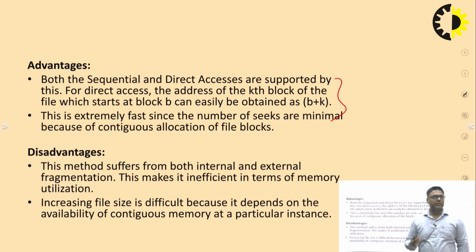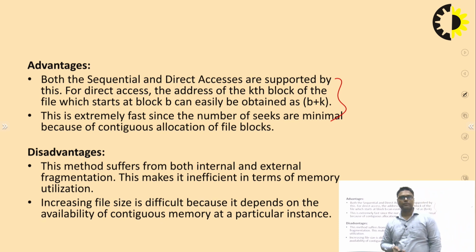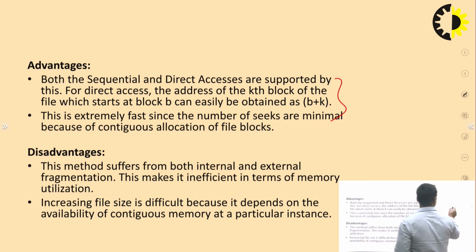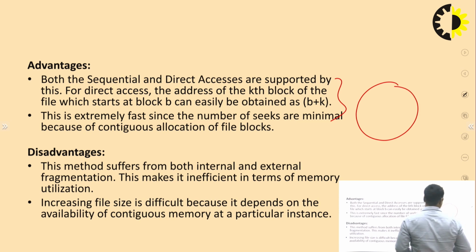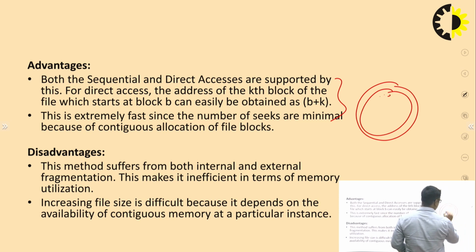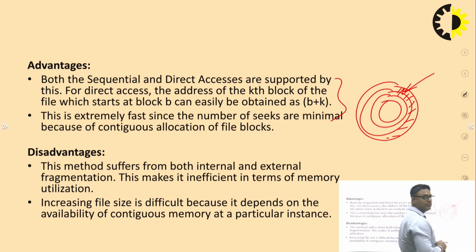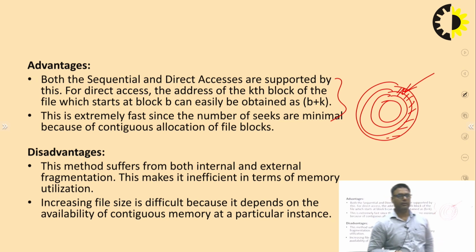The next point is that this is extremely fast, since the number of seeks is minimal because of the contiguous allocation of files or blocks. Seek time is basically the time to reach the desired location. Suppose this is my track and some sectors are there, and the value 6 is here, so we directly move to the 6 value. Seek time is very low and it is easy to access the data.